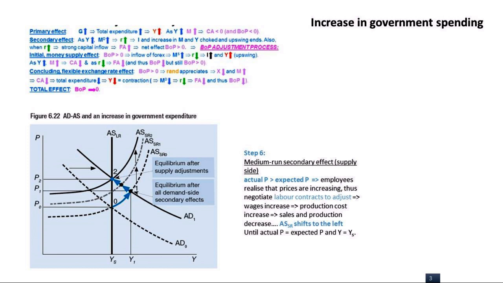Now those increases in wages, of course, lead to more spending in the economy, but also price increases. And in the second round effect, the AS moves to the left again, and we are back at an equilibrium at point 2.